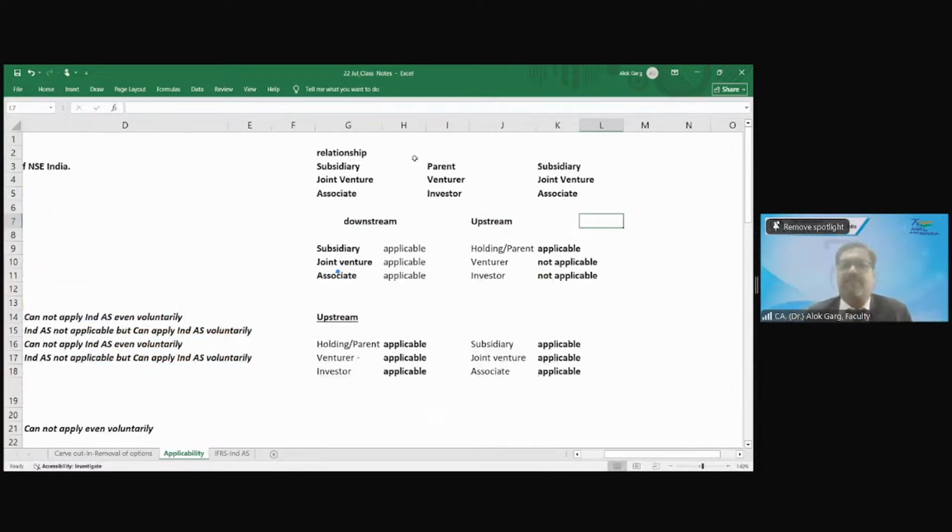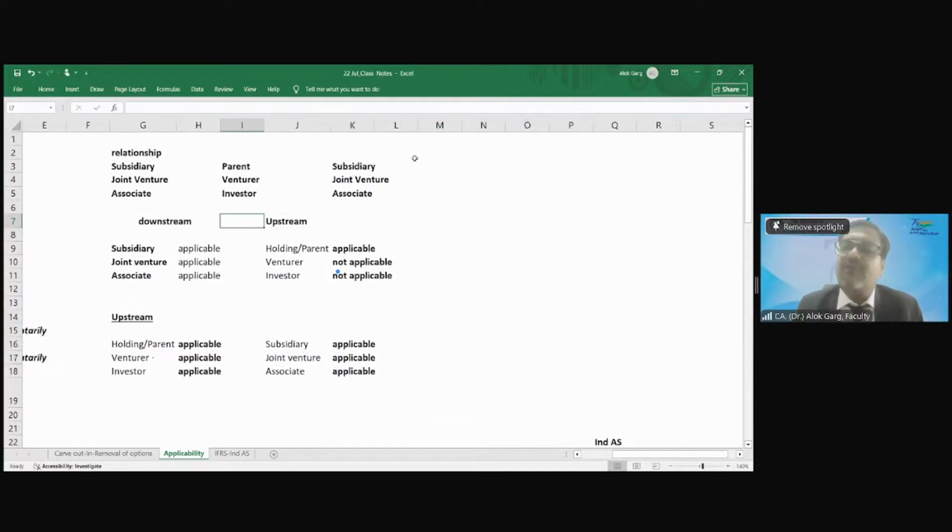Now let's discuss some relationships. For example, if Mohan says, I am the son of Ram, what will Ram say? Ram will say, I am the father of Mohan. Correct. If Mohan says that I am the nephew of Ram, what will Ram say? I am the uncle of Mohan. So you guys are very good in relationships.